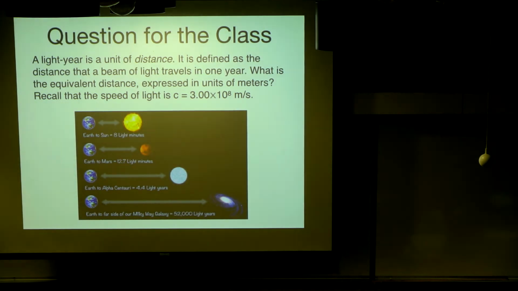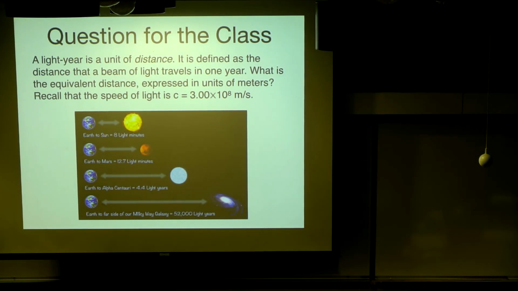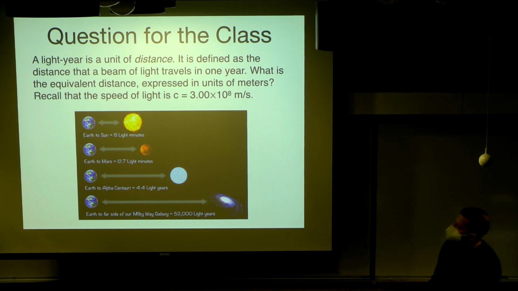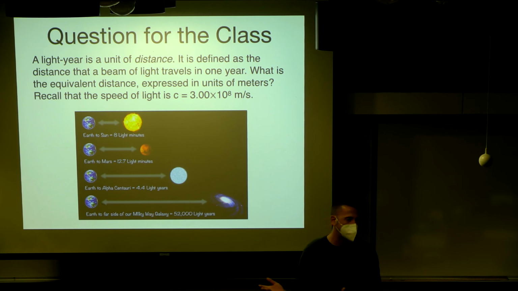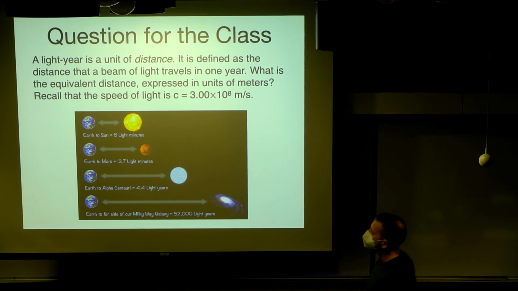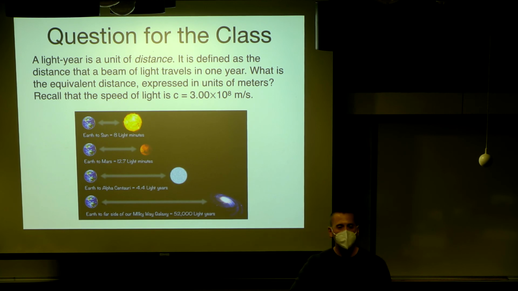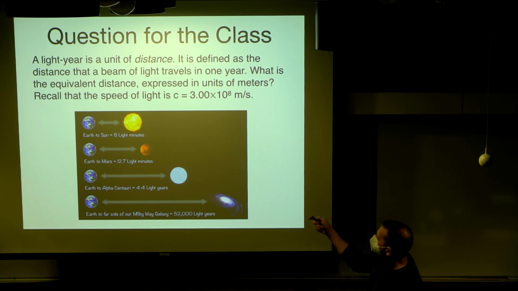So I'm going to have you guys try this one out. You've heard the term light year before? Familiar with this? A light year sounds like it might be a time because it has the word year in it, but it's actually a distance. A light year is a unit of distance. It's defined as the distance that light travels in 1 year. So if you send out a beam of light in some direction and wait 1 year, the distance it's traveled after a year is what's called a light year.